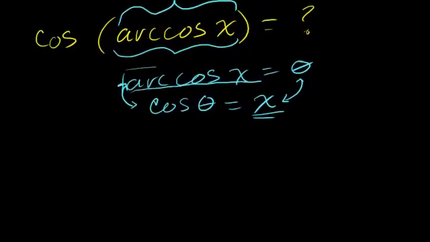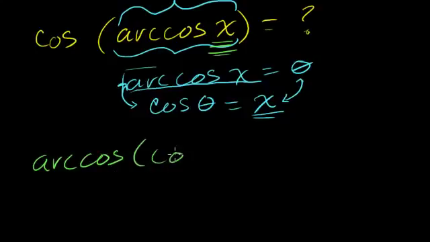Now let me ask you a bonus, slightly trickier question. This is true for any x that you put in here, any value between -1 and 1, including those two endpoints. Now what if I were to ask you what the arc cosine of the cosine of theta is? What is this going to be equal to? My answer is it depends. It depends on the theta.